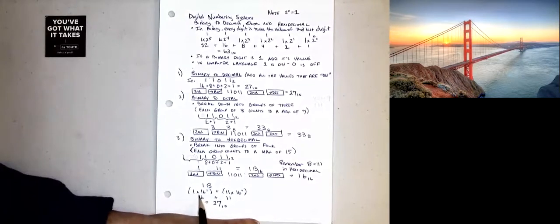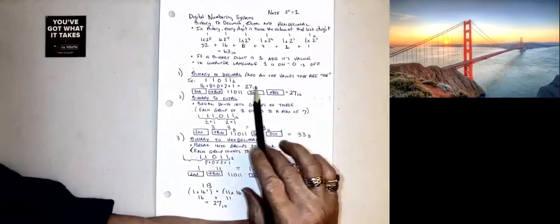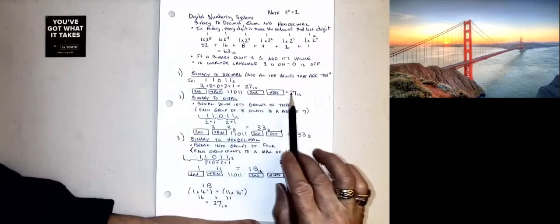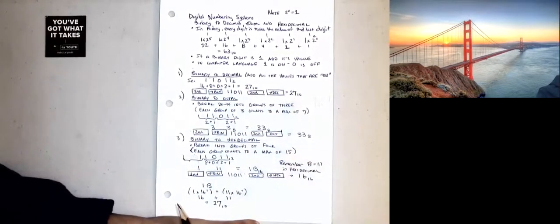I can double check another way too. That 1B in hexadecimal: B is 11 times 16 to the power of 0, which is just 11. 1 is 1 times 16 to the power of 1, which is 16. And I can add those two together, and I get back to 27. And up here, we knew that 11011 in binary converted to 27 in decimal. So we've gone the full loop with that.